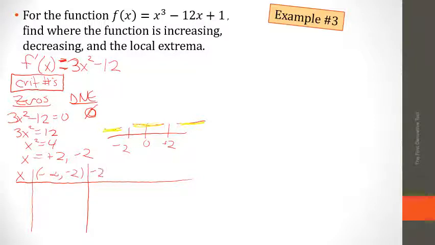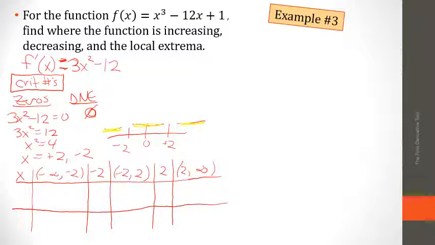Then I have negative 2. Then I have between negative 2 and 2. And we have 2. And then I have 2 to infinity. So for our intervals, we only consider our critical numbers. If I had 3 critical numbers, I would have to do an even longer chart. So keep that in mind. Your chart can get bigger.